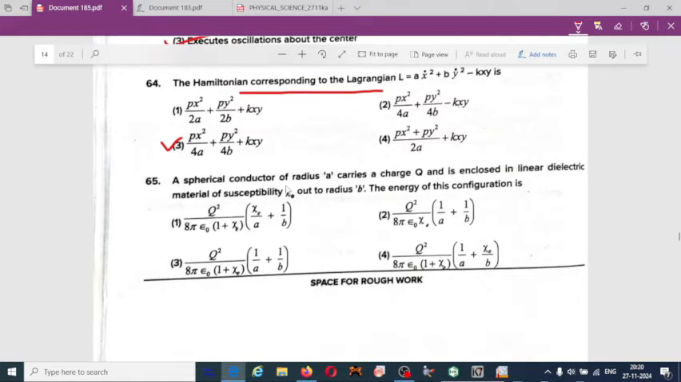65. A spherical conductor of radius a carries a charge q and is enclosed in a linear dielectric material of susceptibility out to radius b. The energy of this configuration is. Option 4 is correct.